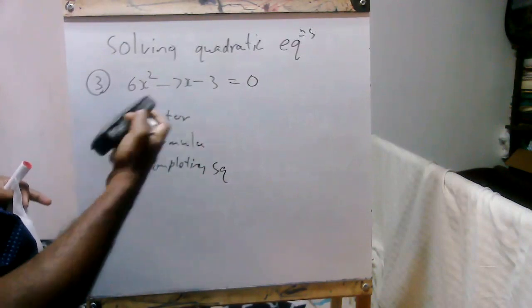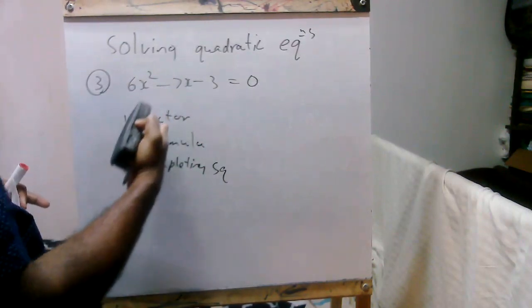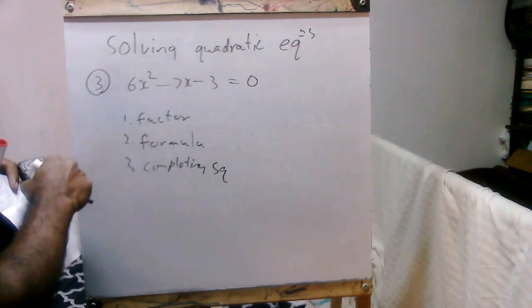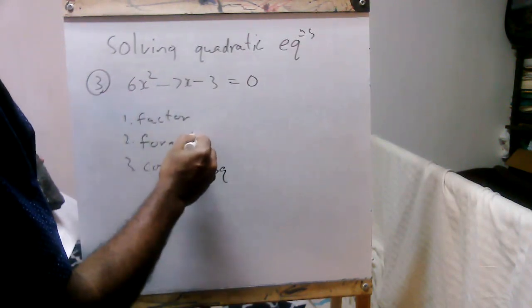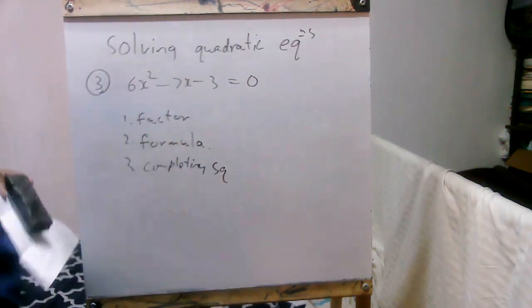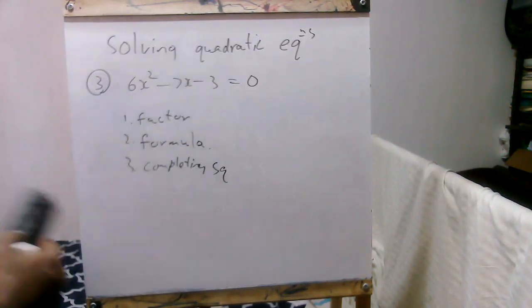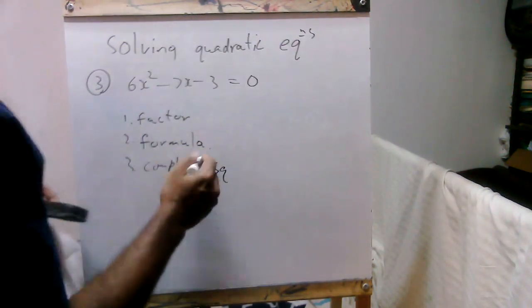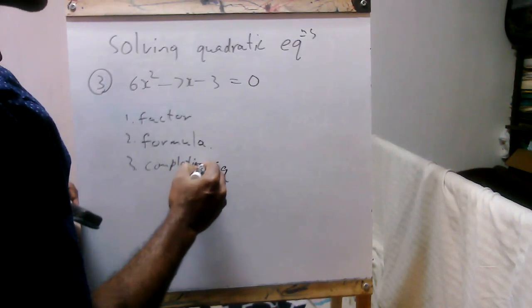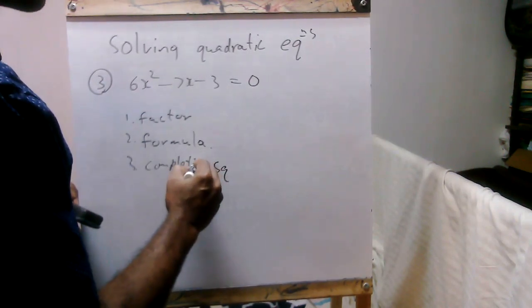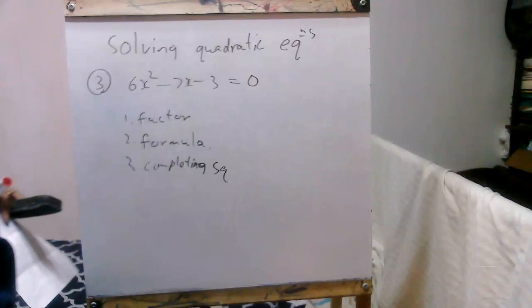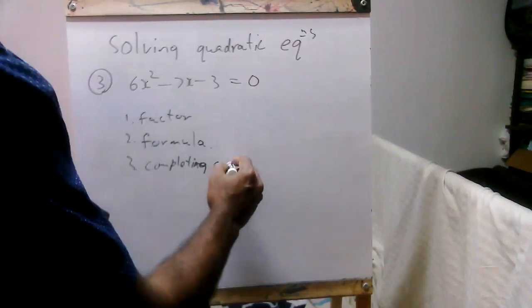Usually if it is not possible to do it by factoring, they ask you to use the formula or the completing square method.